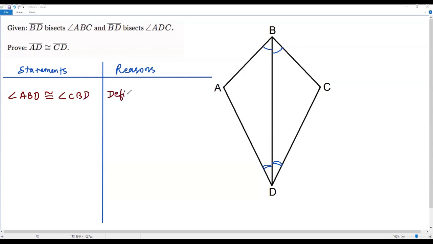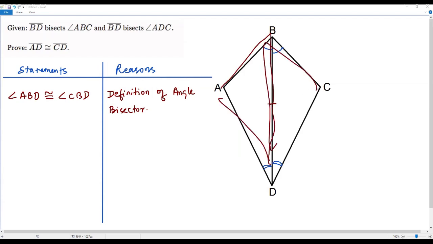The reason is definition of angle bisector. Let me write the stuff over here. Definition of angle bisector. Now let me consider the side BD over here. It's a common side for both the triangles, triangle ABD and triangle CBD. Since BD is a common side for both the triangles, let me write the stuff over here.